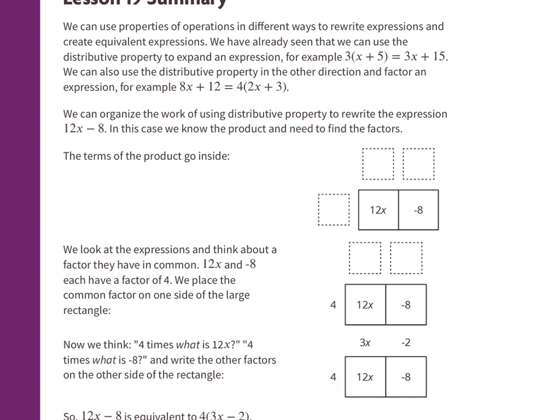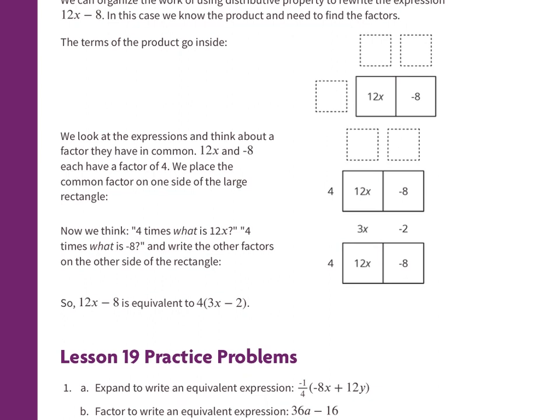So if you have 8x plus 12, I can divide both of them by 4, so 4 goes on the outside, and then 8x divided by 4 is 2, 12 divided by 4 is 3. So 8x plus 12 equals 4 times the quantity of 2x plus 3. We can organize the work using the distributive property to rewrite the expression 12x minus 8. In this case, we know the product and need to find the factors. So if you think, what can I divide 12x and 8 by? I can divide both by 4, so 4 goes on the outside. 12x divided by 4 is 3x. Negative 8 divided by 4 is negative 2. So I have 4 times 3x minus 2. Okay?